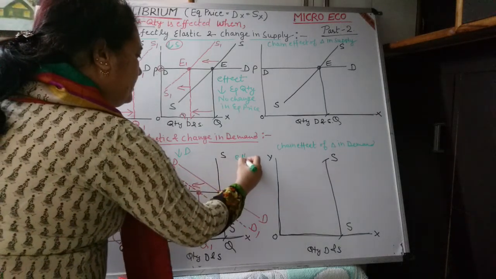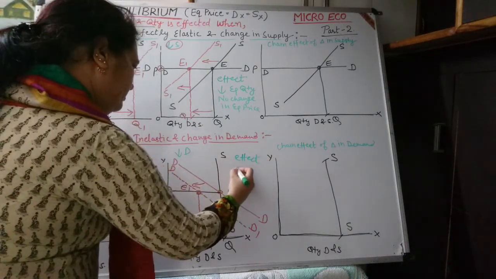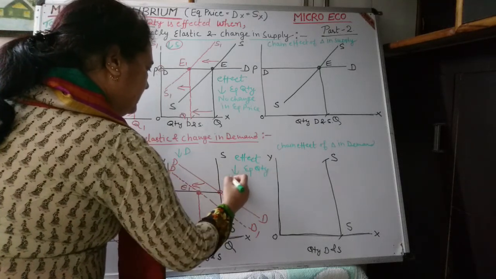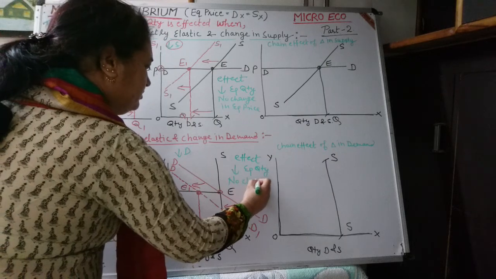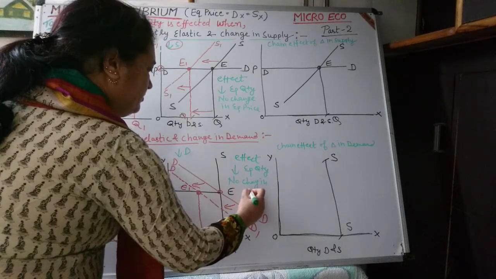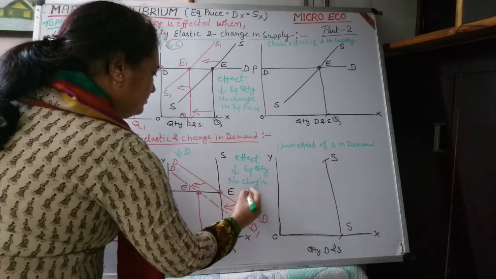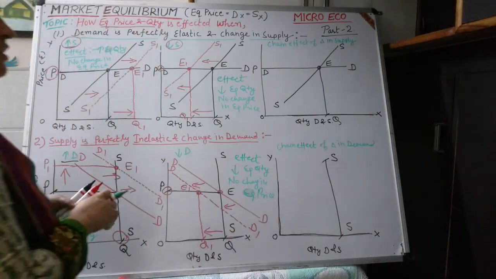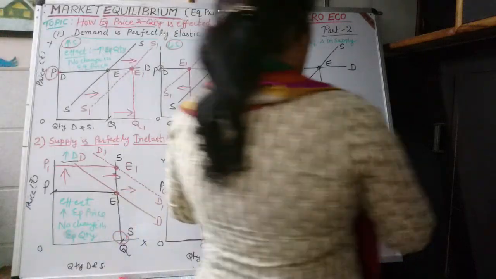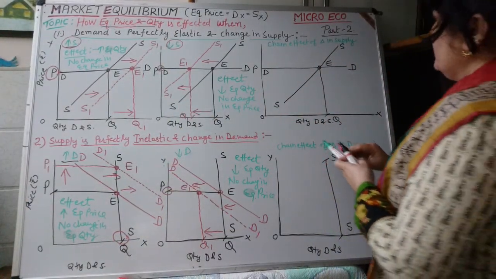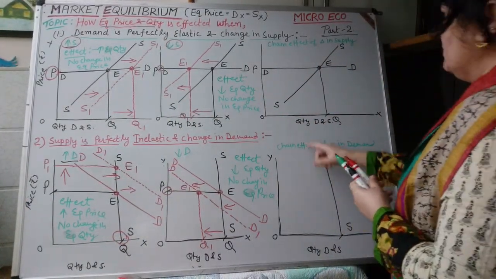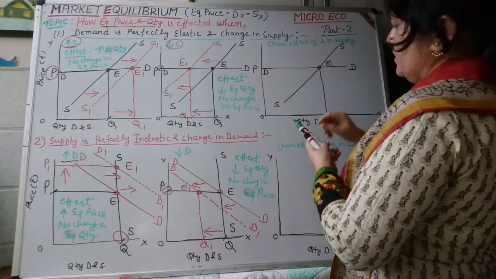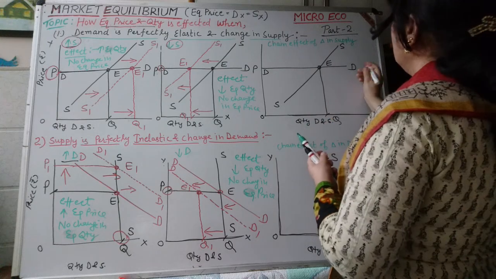So the effect will be a fall in equilibrium quantity and no change in equilibrium price. Now let us clear how we can prepare a chain effect. Chain effect of change in supply when demand is perfectly elastic.